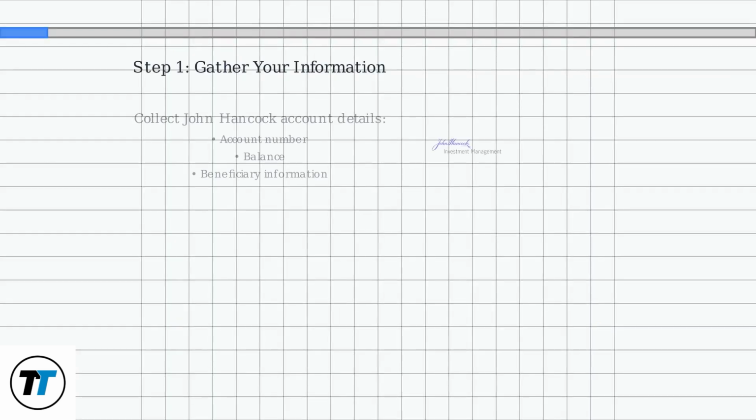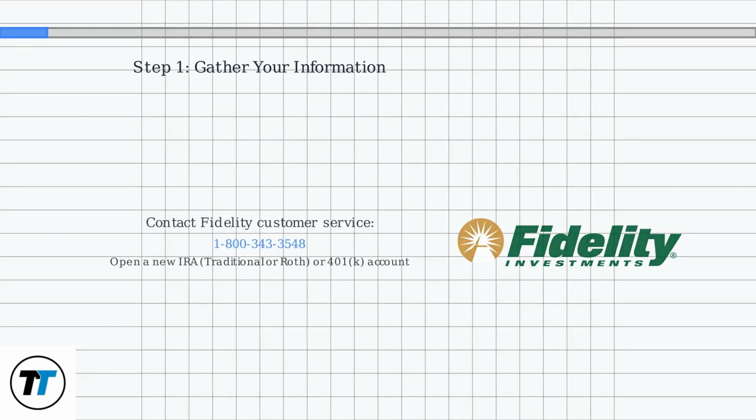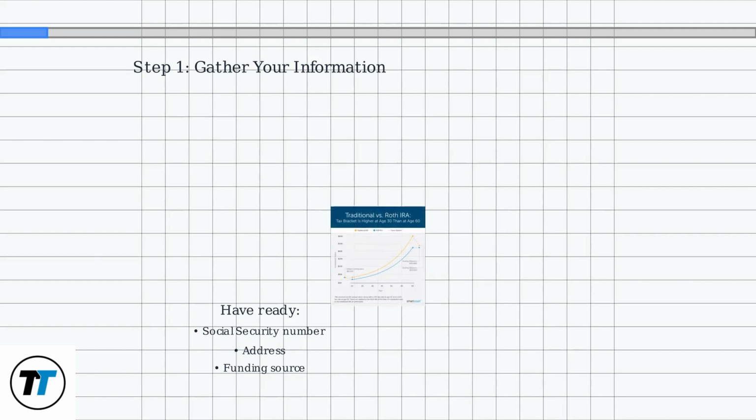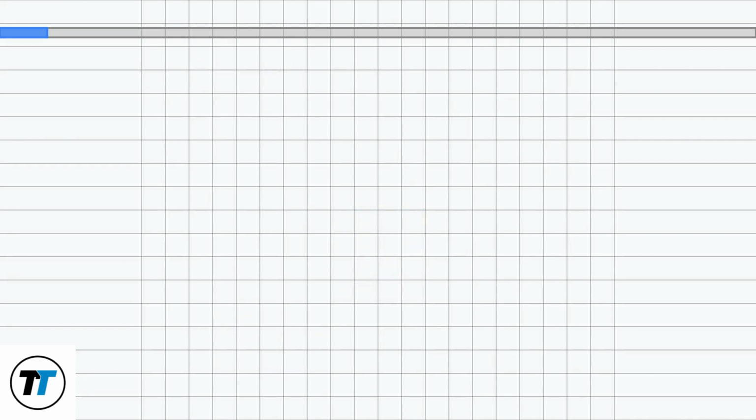Before you start the rollover process, collect your John Hancock account details, including your account number, balance, and beneficiary information. Then contact Fidelity Customer Service at 1-800-343-3548 to open a new IRA, which can be traditional or Roth, or another 401k account. Make sure you have your Social Security number, address, and funding source ready.